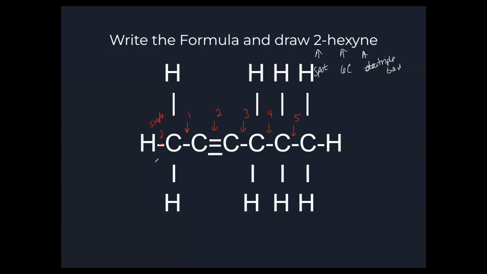Now, can we write this from the other side? Absolutely. This would be spot 1, spot 2, spot 3, spot 4, spot 5. So either way, you'd either have the triple bond here or you'd have the triple bond there. 2-hex-ine.